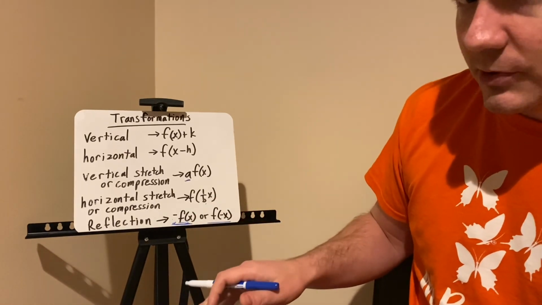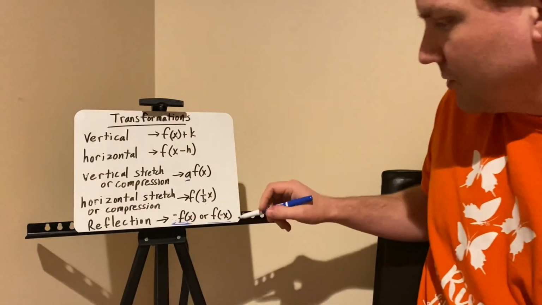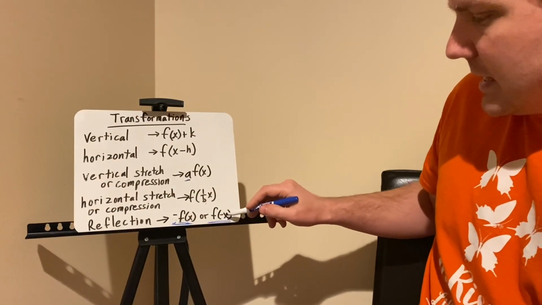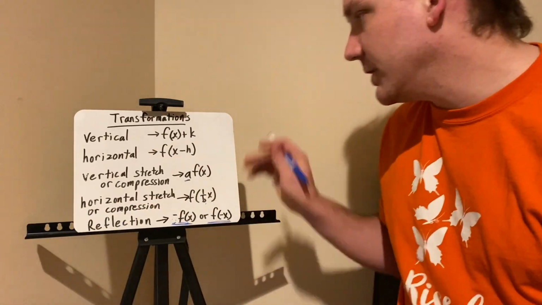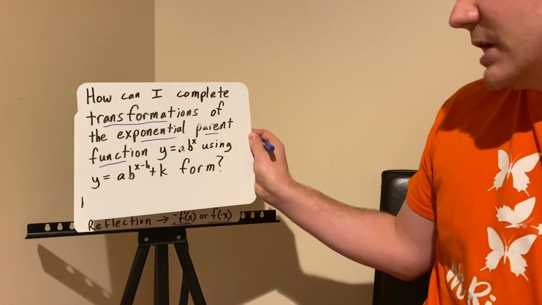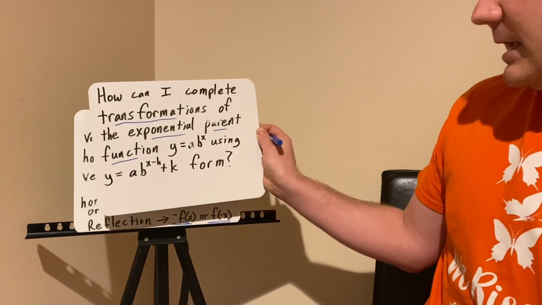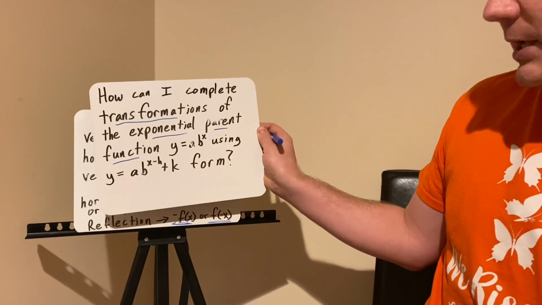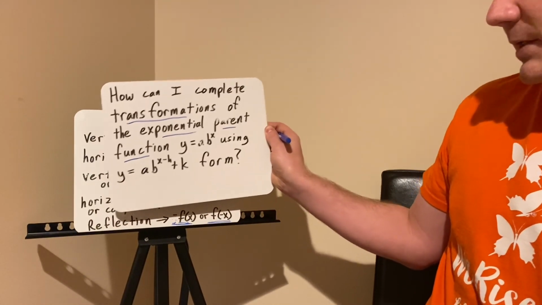Sorry, I think I misspoke earlier too. The negative f of x reflects over your x-axis, but you could reflect over the y-axis by putting a negative x into your function. And again, these are completing transformations of the exponential parent function y equals ab to the x, using y equals ab to the x minus h plus k form. And that's how you do it.